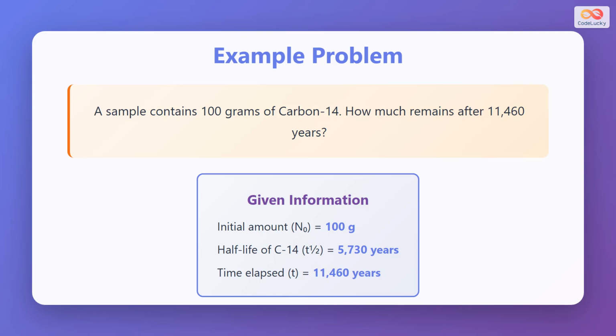Let's work through a practical example. Suppose a sample contains 100 grams of carbon-14. We want to know how much remains after 11,460 years. The given information includes the initial amount N₀ equals 100 grams, the half-life of carbon-14 equals 5,730 years, and the time elapsed equals 11,460 years.